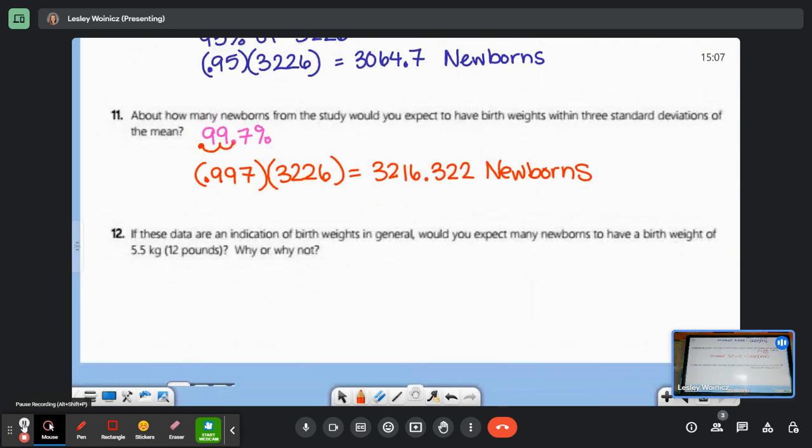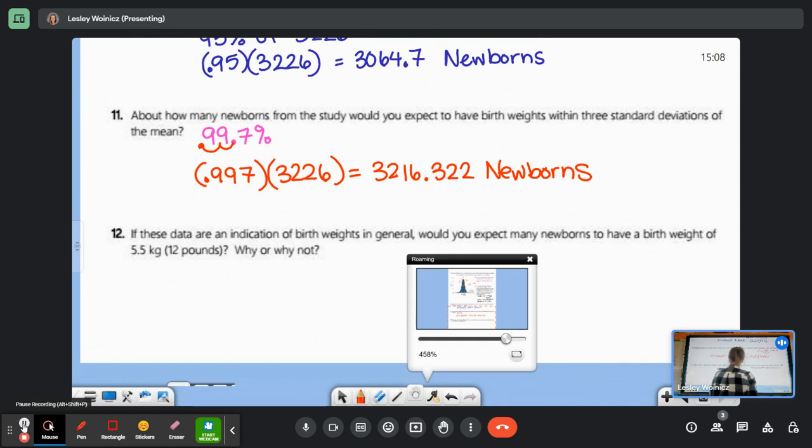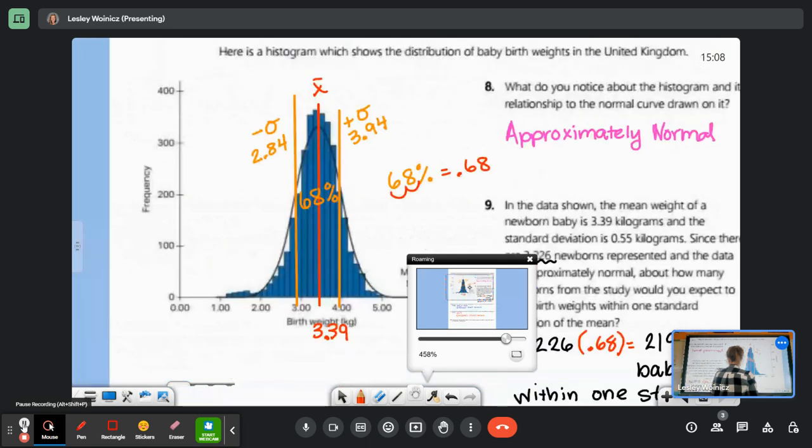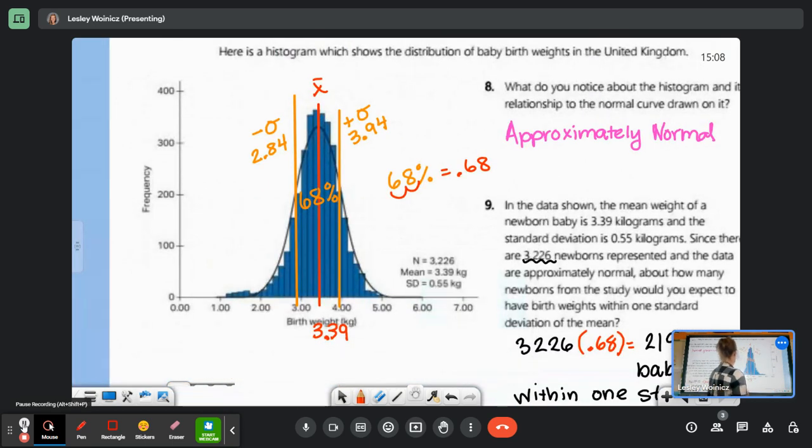If these data are an indication of birth weights in general, would you expect many newborns to have a birth weight of 5.5 kilograms or 10 pounds? Why or why not? Let's see where 5.5 kilograms is. Let's do that one in green. 5.5 is all the way here.